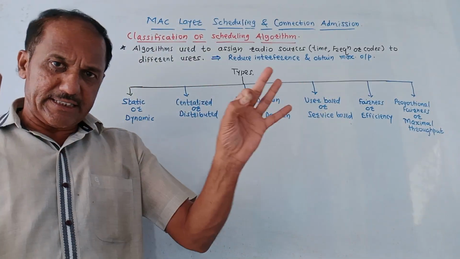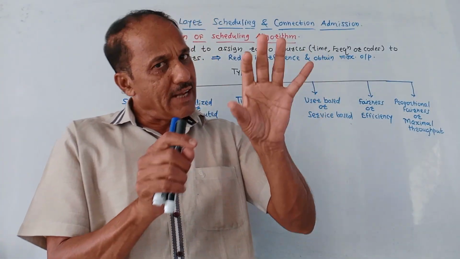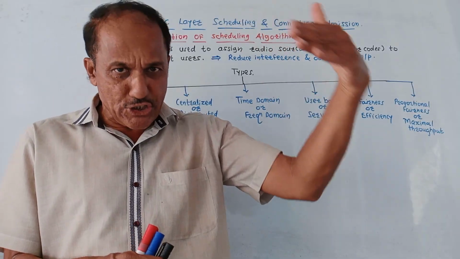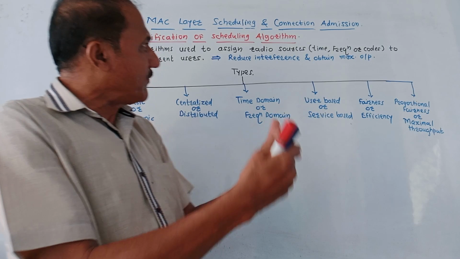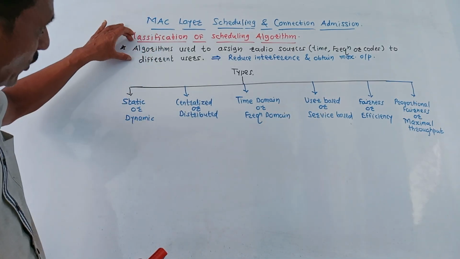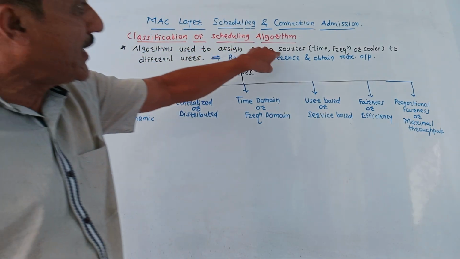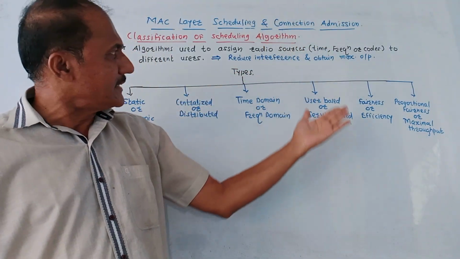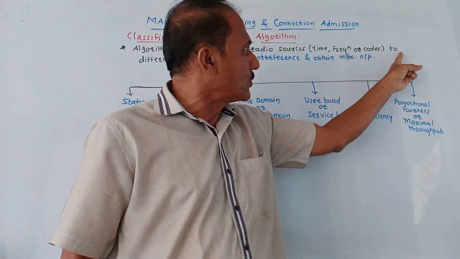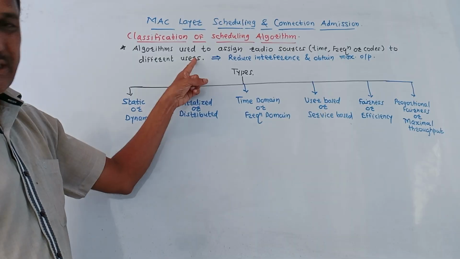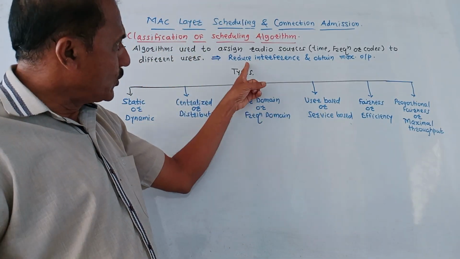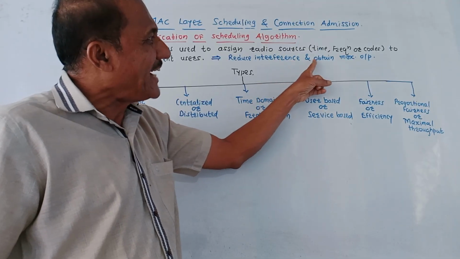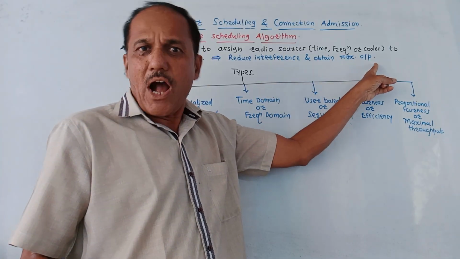As the name indicates, it is a scheduling algorithm. That means it decides the schedule of how to provide services to the different users. So these are the algorithms used to assign radio resources. Radio resources include time, frequency or codes to the different users. This scheduling is important in order to reduce radio interference and to obtain the maximum output.